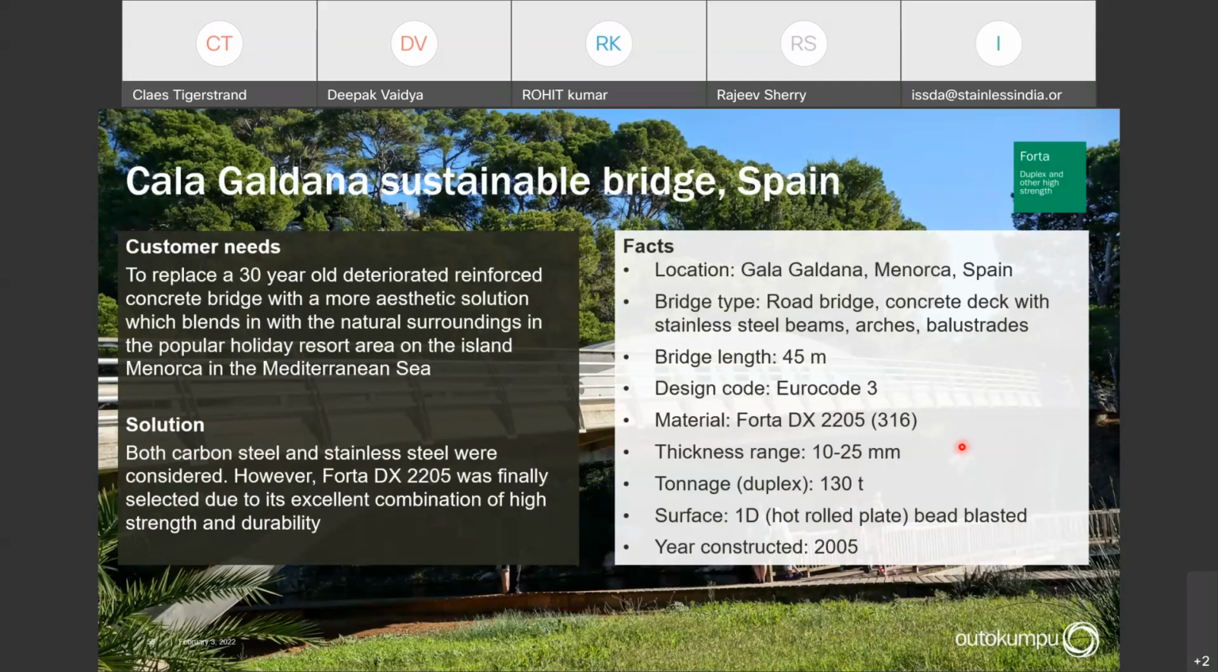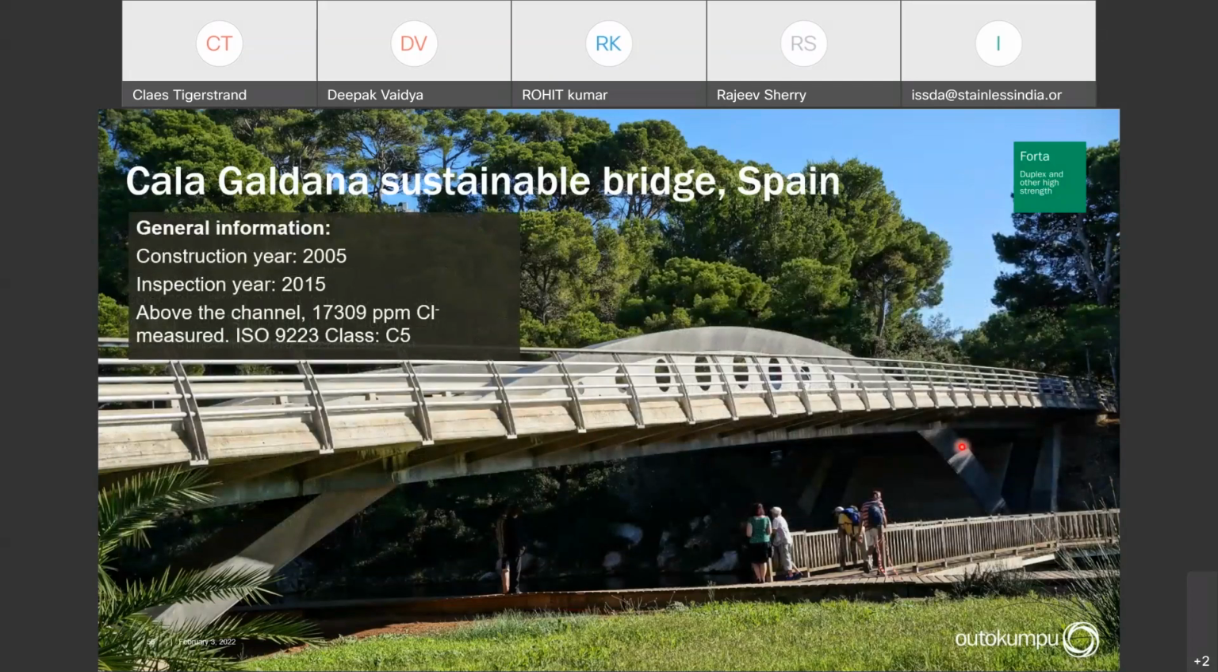So in 2015, we actually went for an inspection because, of course, we're promoting the long-lasting performance of stainless steel, that you don't need to recoat it like you have to on carbon steel. So let's have a look at it after 10 years. There are a lot of chlorides in this area where they have this bridge in the channel, that's for sure.